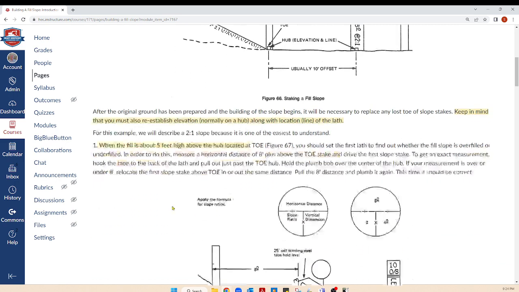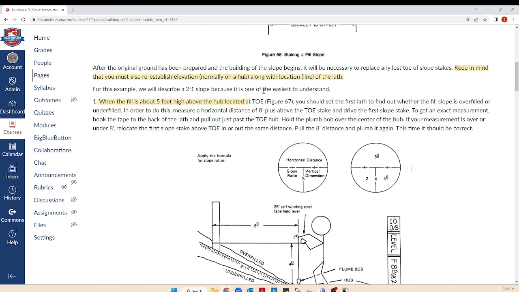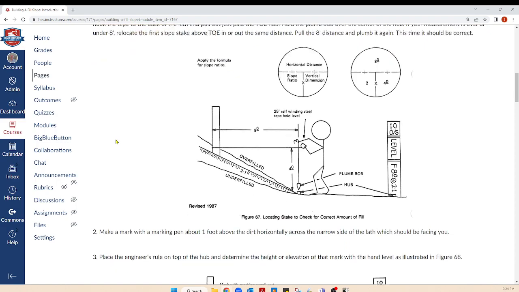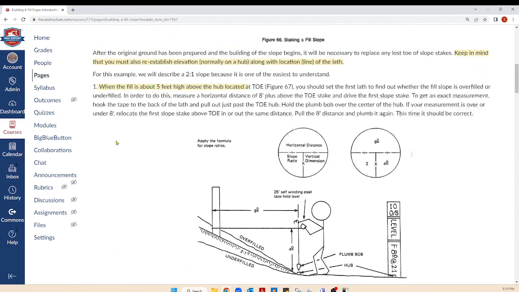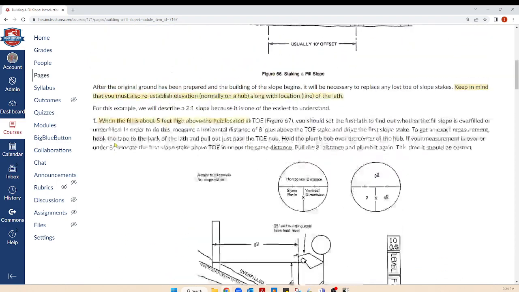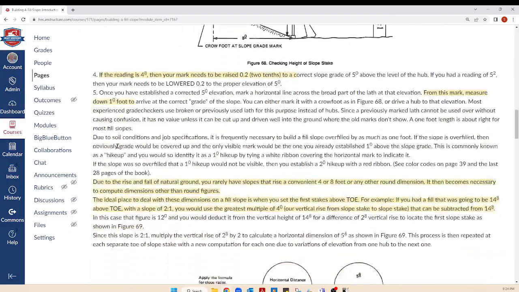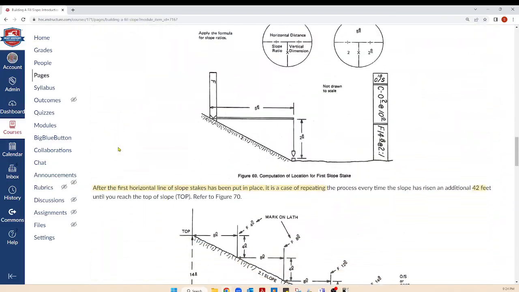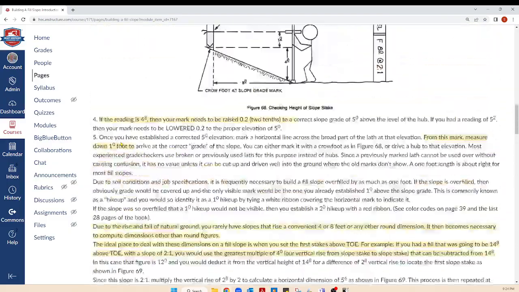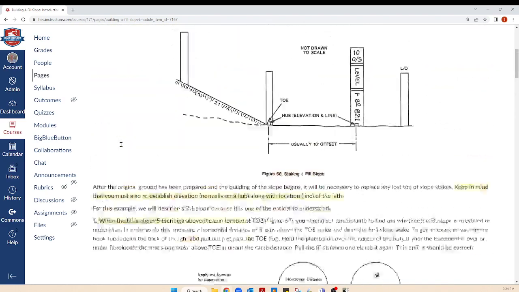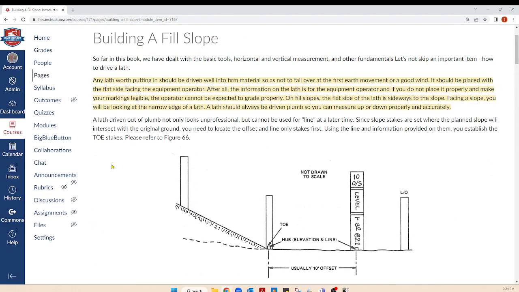For this example, we will describe a 2-to-1 slope because it is one of the easiest to understand. And it's got the number 1. These are 3, 4. Cool, I wonder if I ever noticed they were numbered. Anyway, this is when we actually start laying this out. I've talked about that.